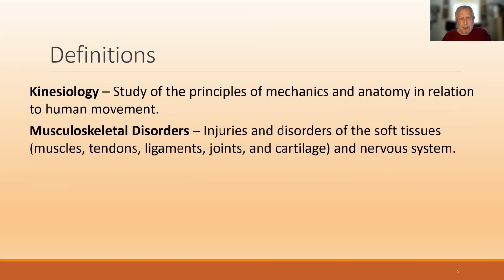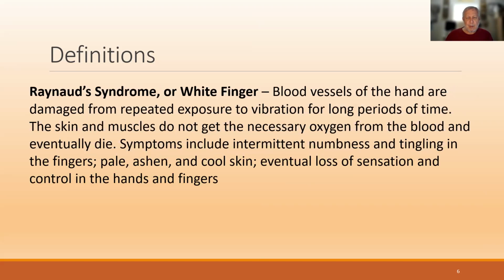Musculoskeletal disorders, injuries and disorders of the soft tissue, muscles, tendons, ligaments, joints, and cartilage, and nervous system, as opposed to like a broken bone. Raynaud's syndrome, or white finger: blood vessels of the hand are damaged from repeated exposure to vibration for long periods of time. The skin and muscle do not get the necessary oxygen from the blood and eventually die. Symptoms include intermittent numbness and tingling in the fingers, pale, ashen, and cool skin, and the eventual loss of sensation and control of the hands and fingers. I'm sure we've all had some kind of sensations of numbness in the fingers when doing something for a while, but we quit doing it and it goes away.